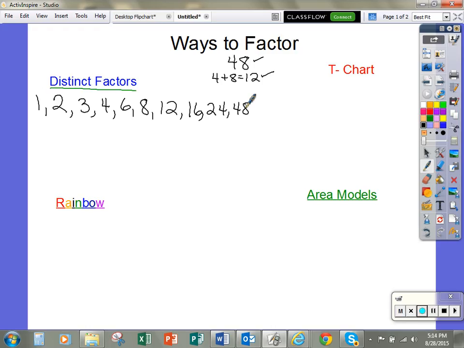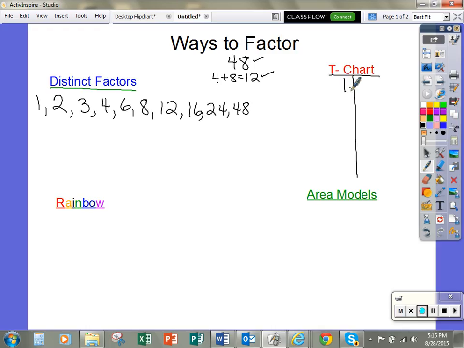The difficult thing about distinct factors is that it's easy to leave out a number if you don't know all of the factors already. So let's look at some methods that make it easier to find all the factors. The first one is a T-chart. You simply make a chart that looks like a T, and you list the factor pairs on the chart.